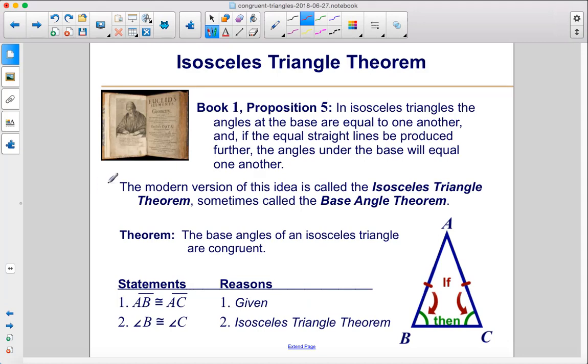Isosceles Triangle Theorem, Book 1, Proposition 5. In isosceles triangles, the angles at the base are equal to one another, and if the equal straight lines be produced further, the angles under the base will equal one another.